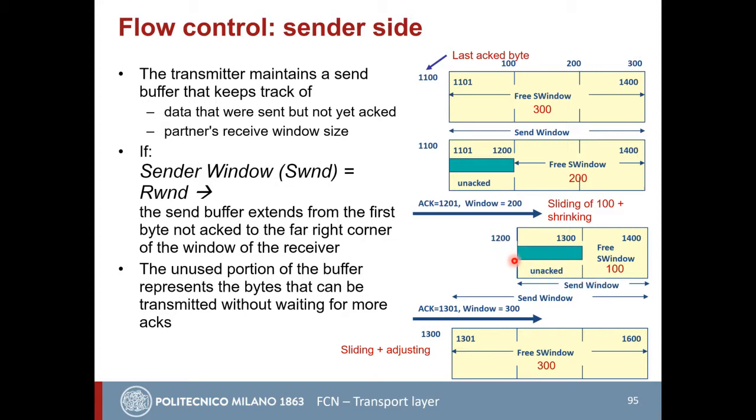In the meantime, the sender sends another segment. The segment contains bytes from 1201 to 1300. Okay, so basically the send window is smaller, but also the free space in the send window is shrunk. These bytes are stored here because they have been sent, but the acknowledgement is not received yet, and this is the condition after sending the second segment.